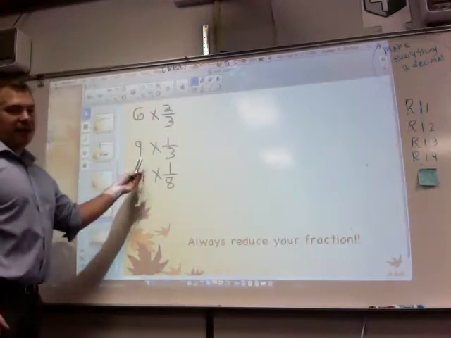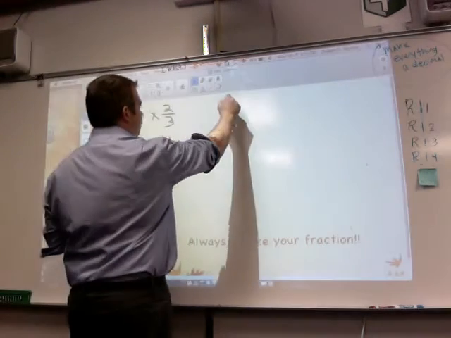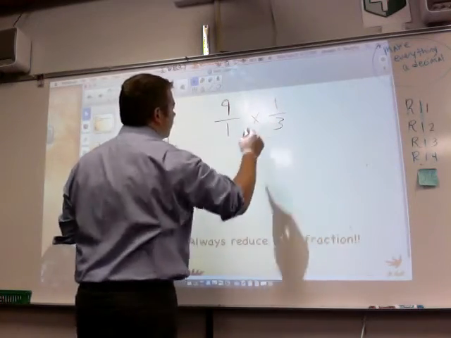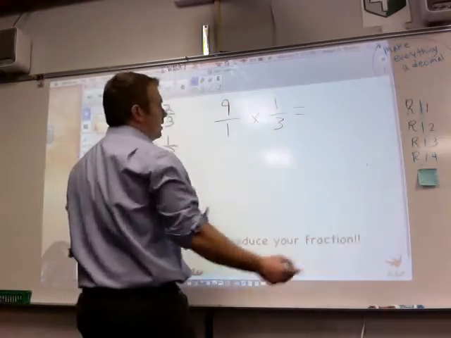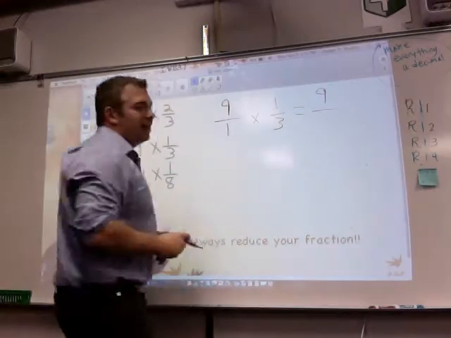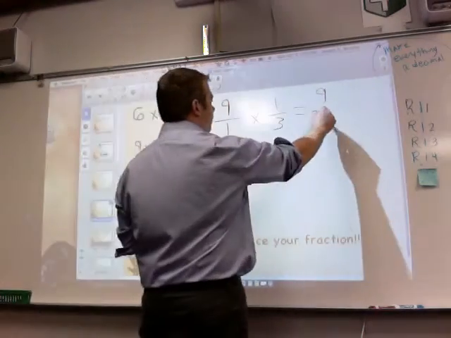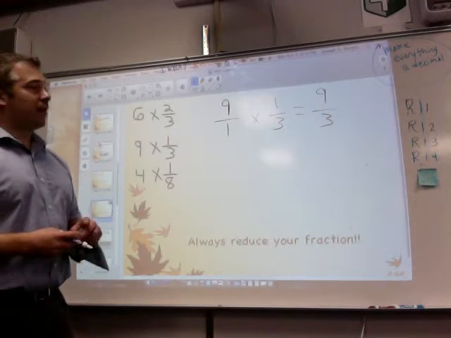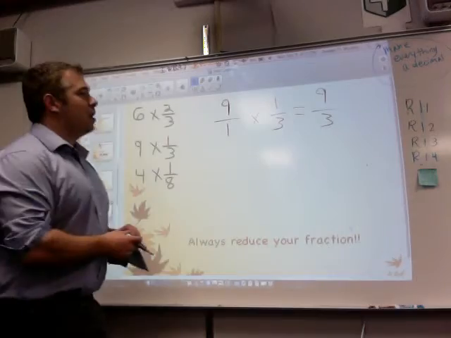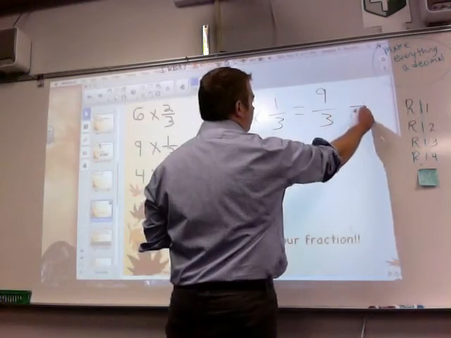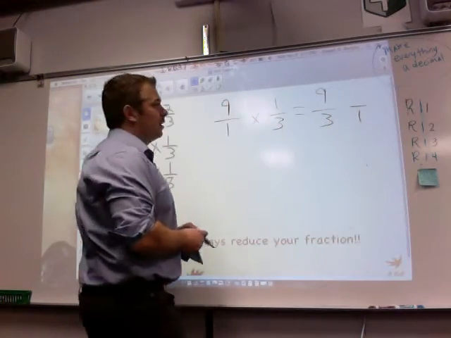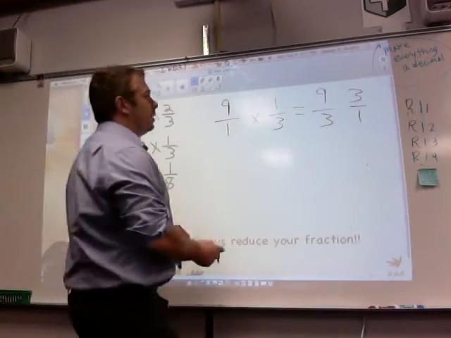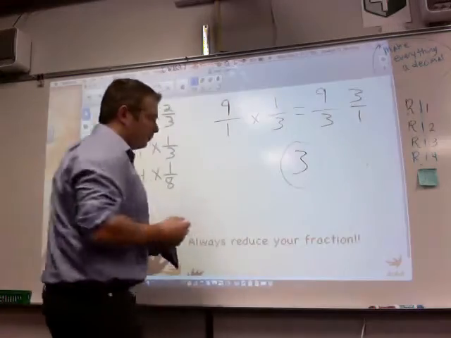I have 9 times 1/3. Well, rewriting this as 9 over 1 times 1/3. And 9 times 1 is simply 9. And 1 times 3 equals 3. So what would I do now? I need to reduce again because I have the greatest common factor of 3. 9 divided by 3 equals 3. And 3 divided by 3 equals 1. So my answer is 3 over 1, which we know is simply 3.